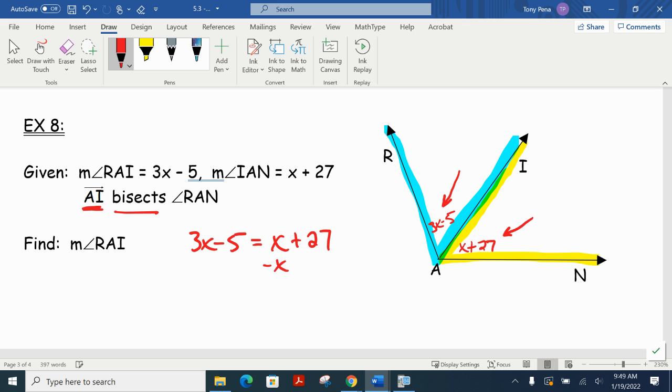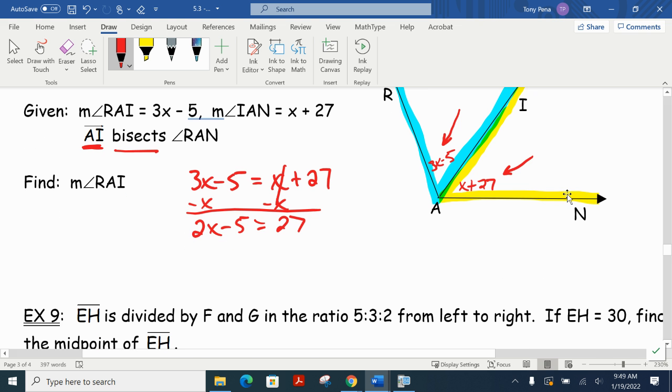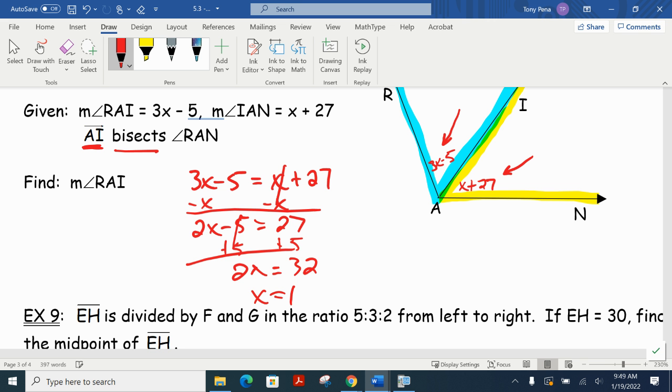All right, we should be very good at solving equations by the end of this module, because all of these require a little bit of solving, these little multi-steppers with variables on both sides. So we're going to subtract that x over, add your 5 over. So 2x is equal to 32. Divide. x is 16.